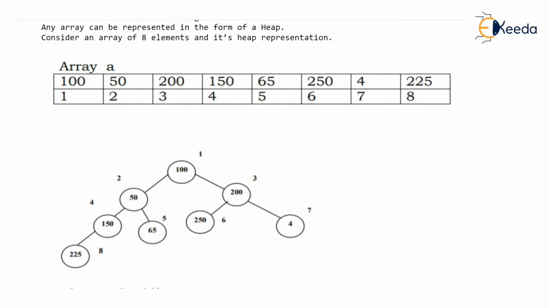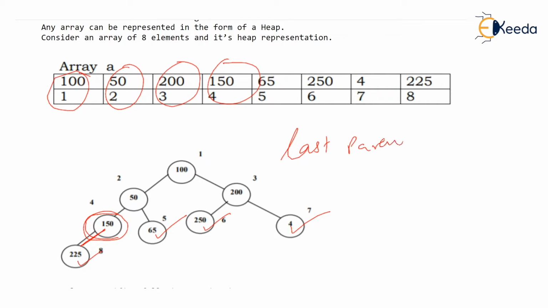So are you really bothered about leaves? No, we are bothered about parents. And parents are located at 1, 2, 3, 4. You watch. After the fourth position, which I am marking at the bottom, every node is a leaf. So we can say the last parent is located at place 4.